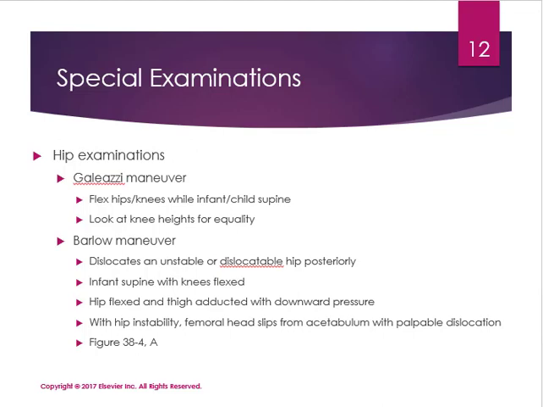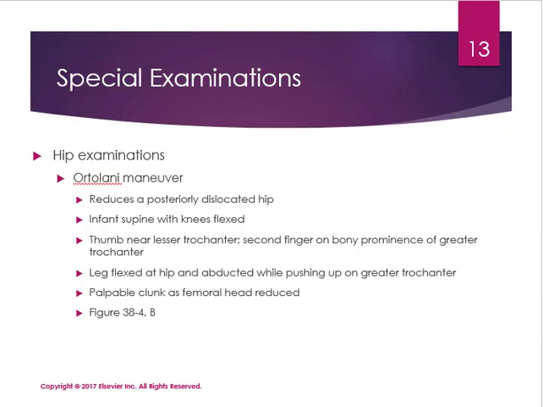The next is the Ortolani maneuver, and it can be done after the Barlow maneuver or separately. And this maneuver reduces a posteriorly dislocated hip. The infant is on their back with their knees flexed. The thumb is placed near the lesser trochanter, and the second finger goes on the bony prominence of the greater trochanter. The leg is flexed at the hip and is abducted while pushing up on the greater trochanter. If you feel a palpable click, then the femoral head has reduced.